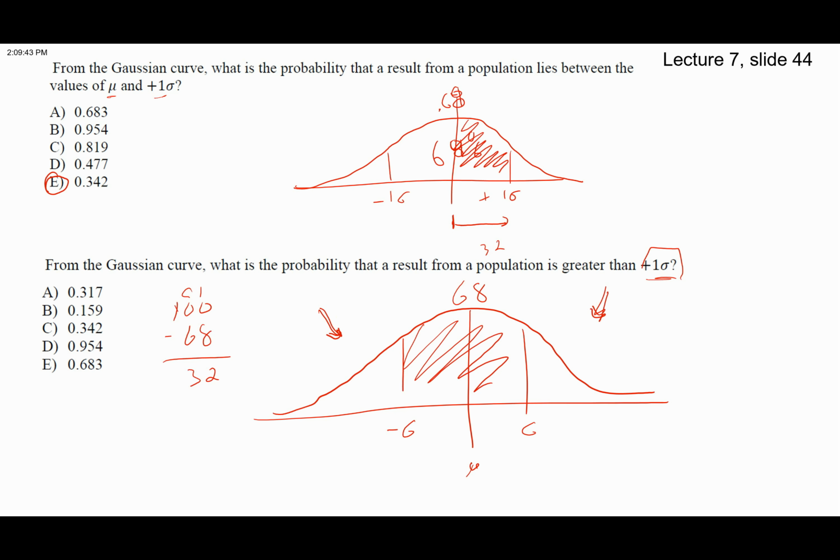But we only want half of it, right? Because this is asking greater than 0.1 sigma. So from here, so here's sigma, up. So it's half of 32, which is going to be 16. So the answer is B.